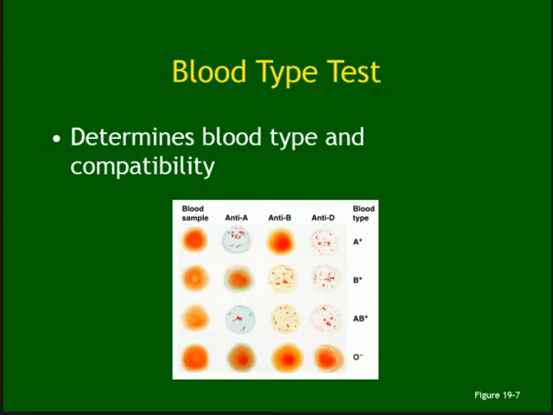Why? A antibody reacts with A antigen. B antibody reacts with B antigen. And that's why if you're type A and you have type A antigen, you can't have type A antibody or you will kill yourself, right? Did you get the concept?